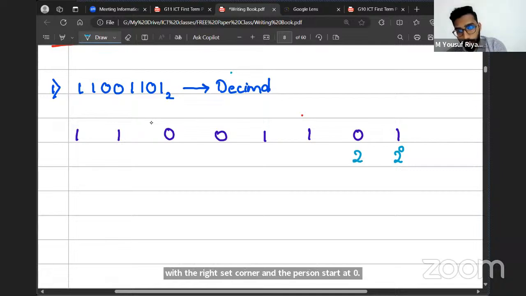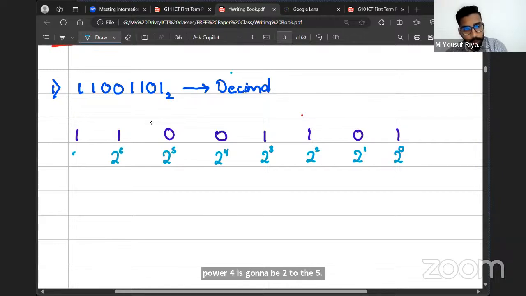This is going to be 2 to the power 1, 2 to the power 2, 2 to the power 3, 2 to the power 4, 2 to the power 5, 2 to the power 6, and 2 to the power 7, right? So what I'm doing here in light blue is finding the place value. Keep in mind, to find the place value, I need two things: one is the base and one is the position.